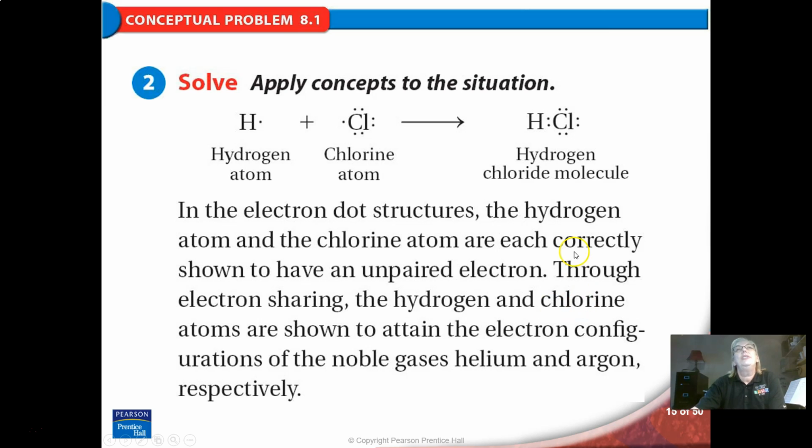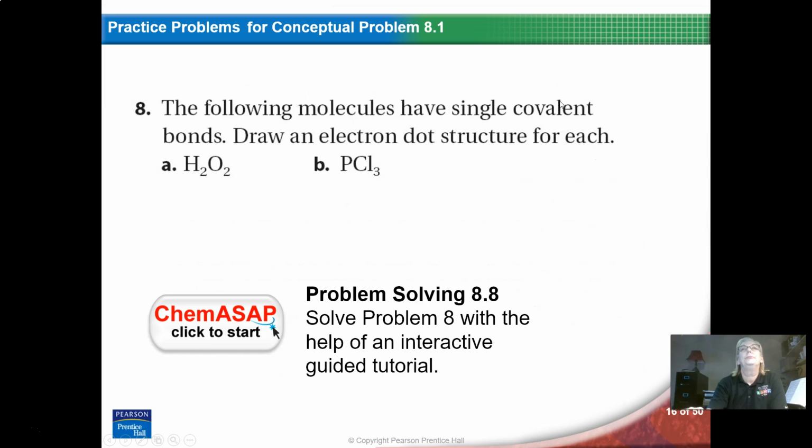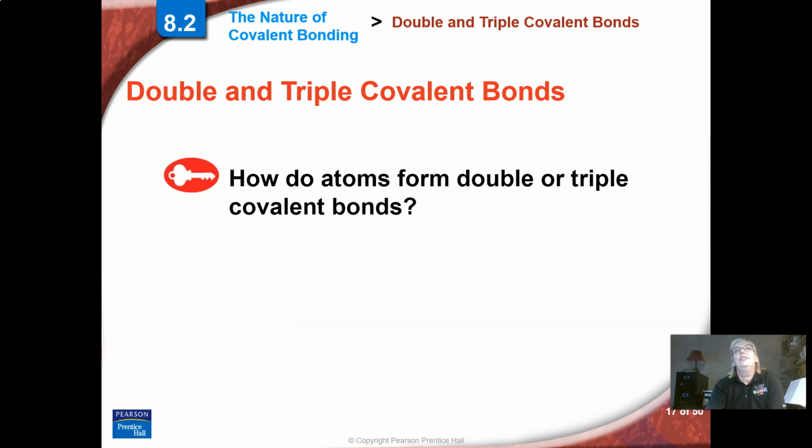So let's try hydrogen chloride. Hydrogen has 1 electron, chlorine has 7. So if this electron is shared here, then everybody feels happy. Okay? This has a duet. This has an octet. So there's some examples you can try on your own and check yourself on Google.